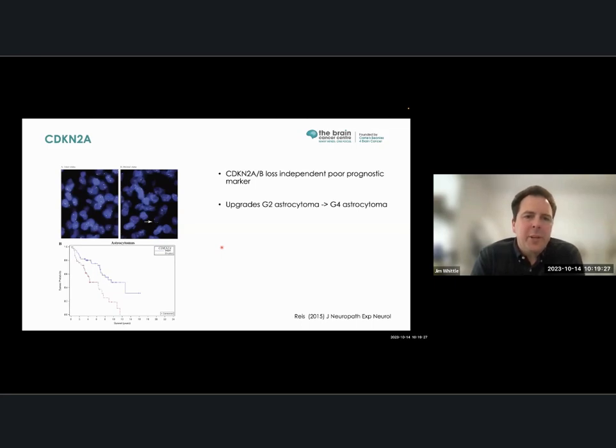And this is often accompanied by TP53 mutations, which usually go hand in hand for this diagnosis. Next, CDKN2A, which is the more recent introduction into the classification system, and loss of CDKN2A or B is an independent poor prognostic marker, where you can see in this Kaplan-Meier survival curve of astrocytomas. And this has now been incorporated into the classification system. So even a very benign looking grade 2 lesion, if there is loss of CDKN2A, is upgraded to a grade 4. And our current practice now is to treat patients accordingly based on that biomarker.